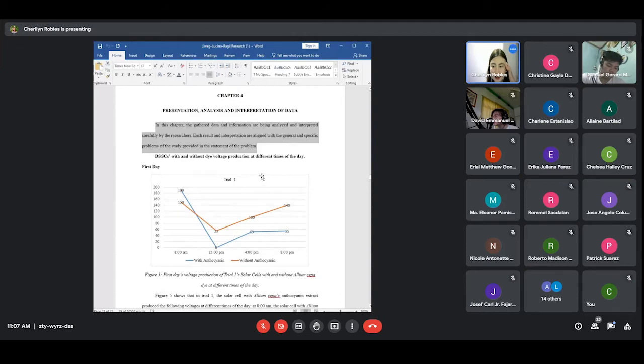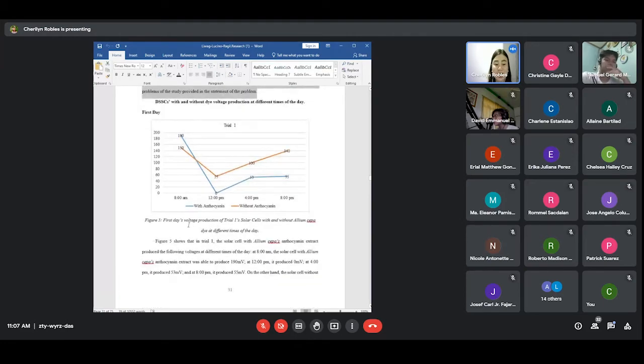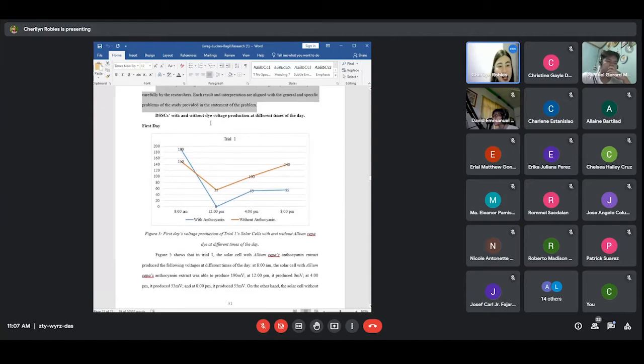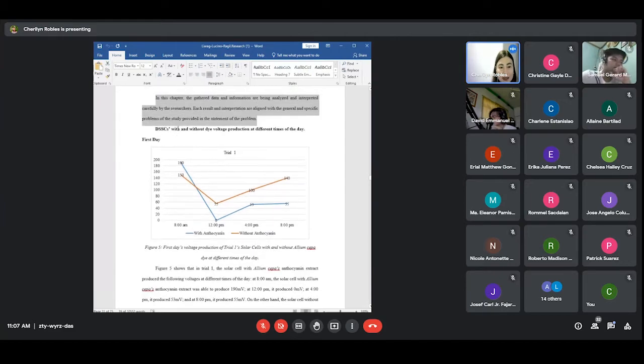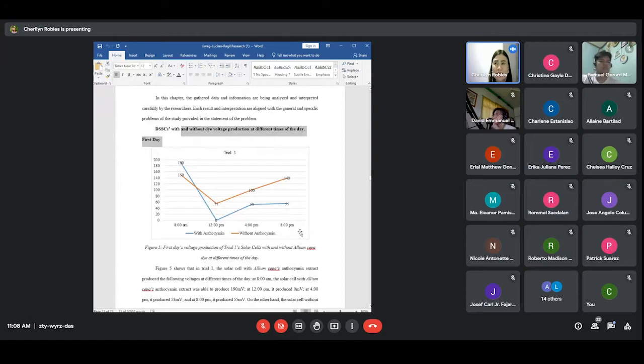What's this, guys? Organic. Okay, this one. Basta, we are testing voltage production. This one, with or without dye, voltage production at different times of the day. Like for example, this one. This one is very critical. This one is very hard.